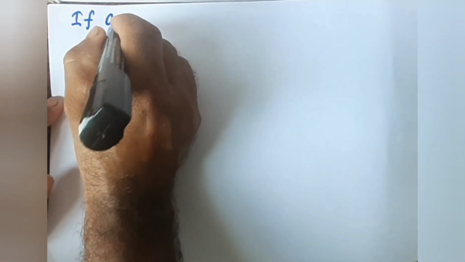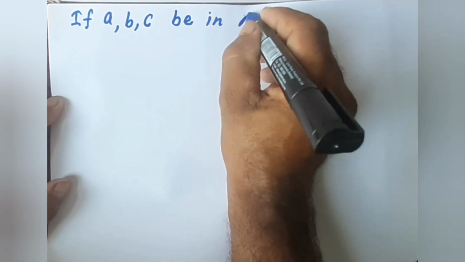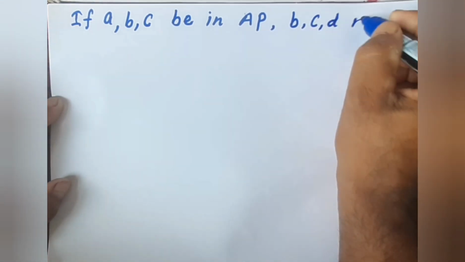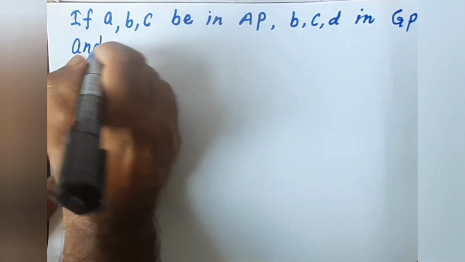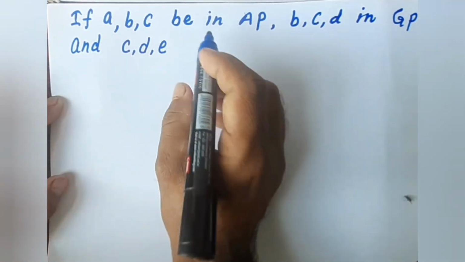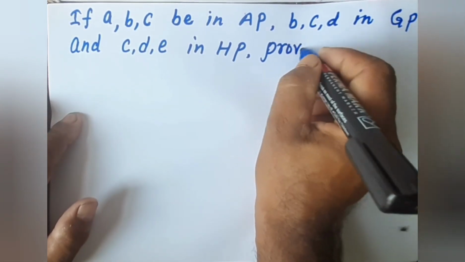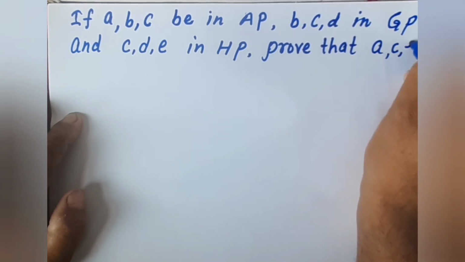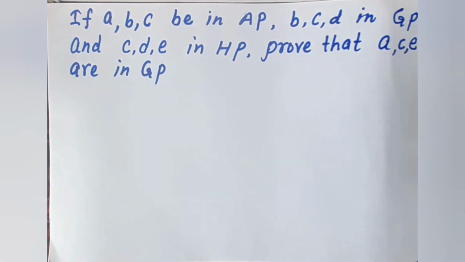That means if A, B, C be in AP, B, C, D in GP and C, D, E in HP, prove that A, C, E are in GP. Yes, see this question.